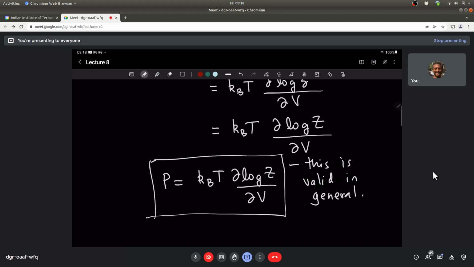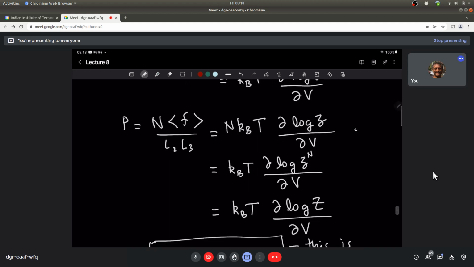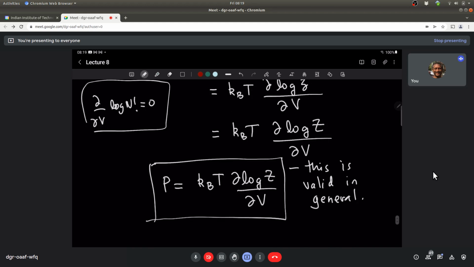Sir, can you repeat how you went from small z to capital Z? Yes. First, this is the formula we got. I can take n log z, which is just log of z power n. What I'm saying is that I'm using the fact that d by dV of log of n factorial is 0, because V is independent of n. So I can divide by n factorial. From here to here, I used that step.